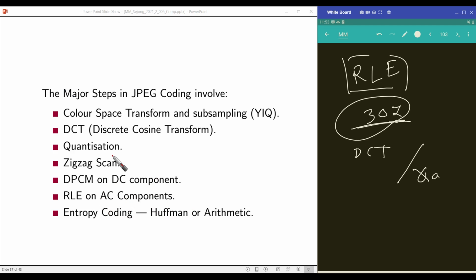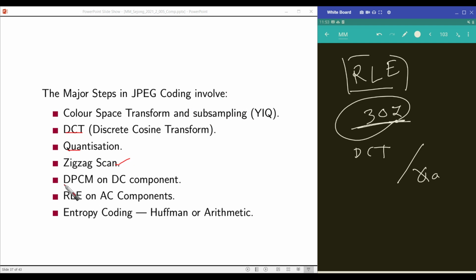First, we need to convert the color space if we need to, that is YIQ or YUV or something. There is something like subsampling; we did not study this one. Then we did DCT, and then we did quantization, meaning dividing by a certain quantization table, and then we did the zigzag pattern to collect our numbers.